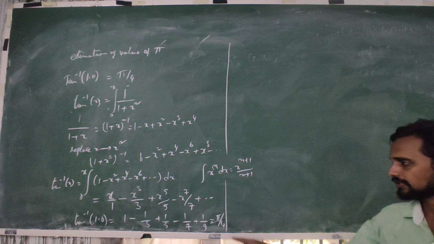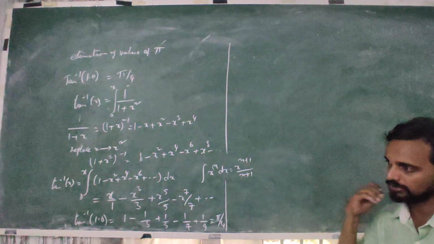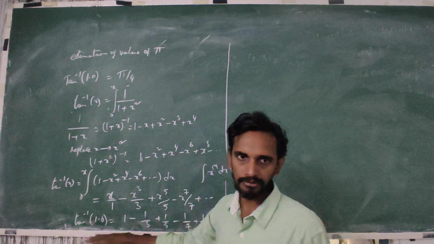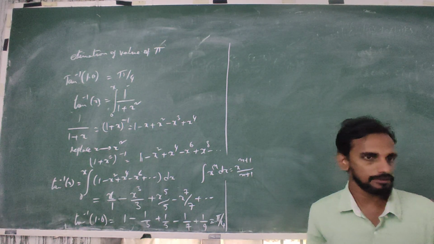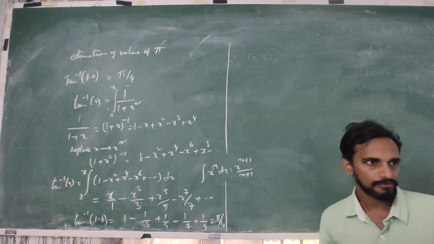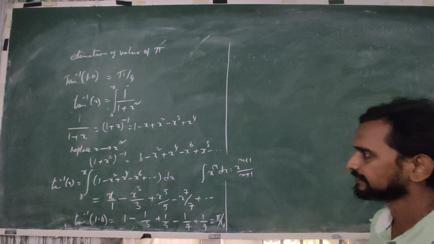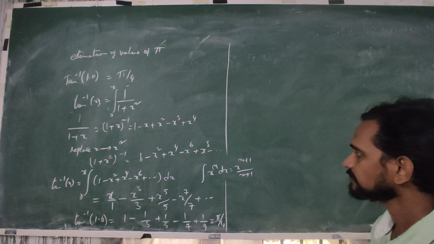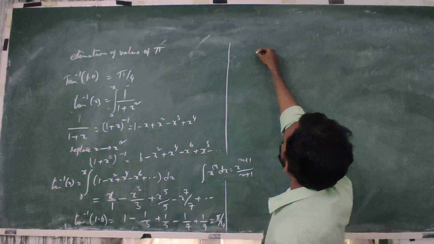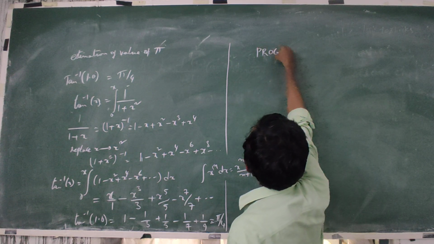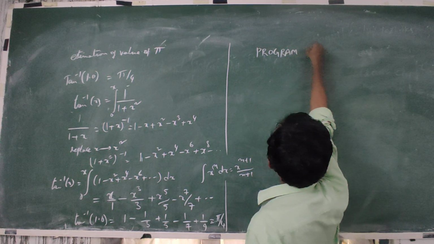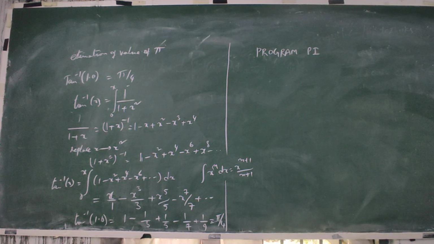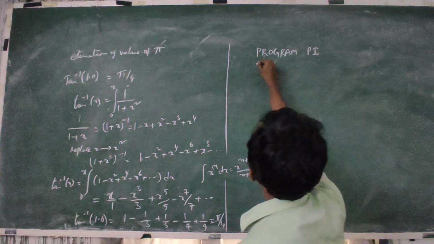So now we compare these two values. Whatever value you obtained from the built-in function and the value obtained from this series. So these two things we need to compare. So how to start the program? Program 5, implicit none.